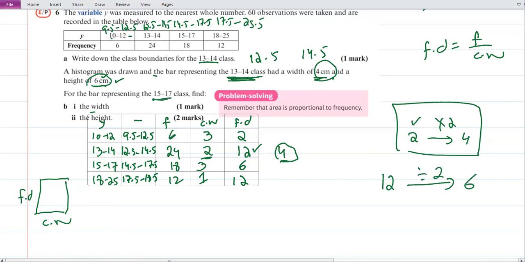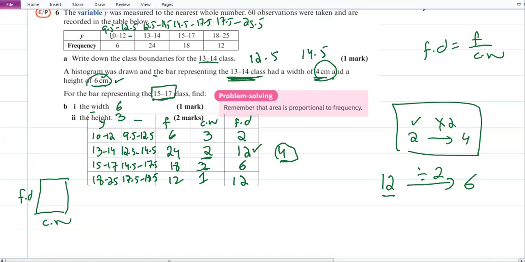Now we have to get the height and width for the class from 15 to 17. What is the class width for this one? It is 3. So the rule is we will get the next one by multiplying by 2. It means for this class the width will be 3 multiplied by 2, that will be 6. In the same way, the frequency density, meaning the height, for this class is 6, but the rule says you will divide by 2. So 6 divided by 2, it means the height for this one will be 3. Understood or not? Please confirm.